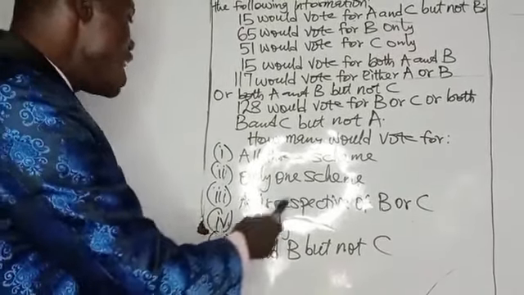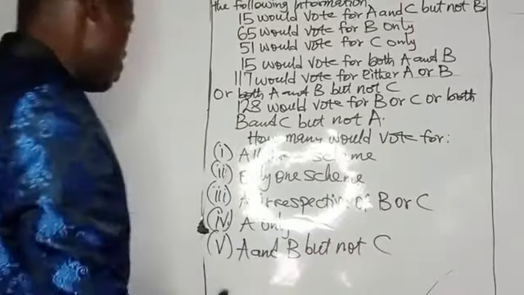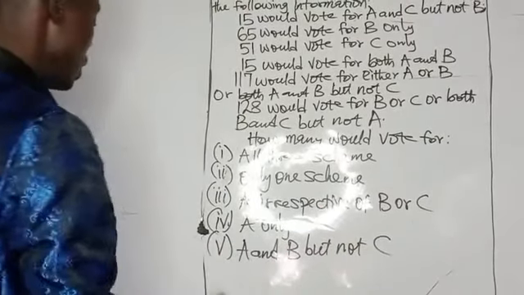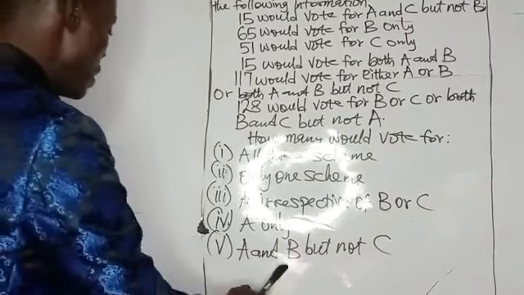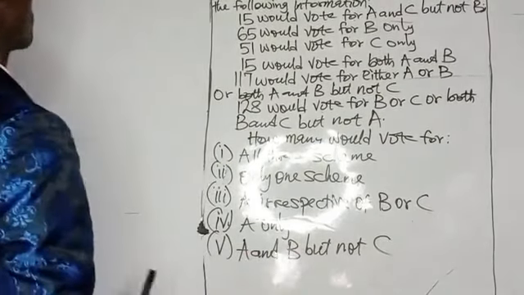3. A irrespective of B or C. 4. A only. 5. A and B, but not C. Now, let's have the solution to the question.